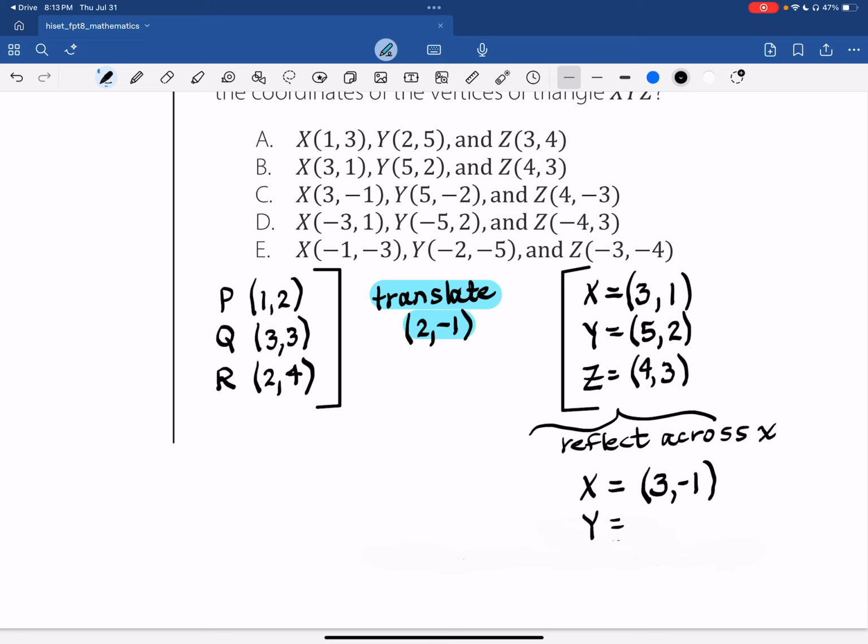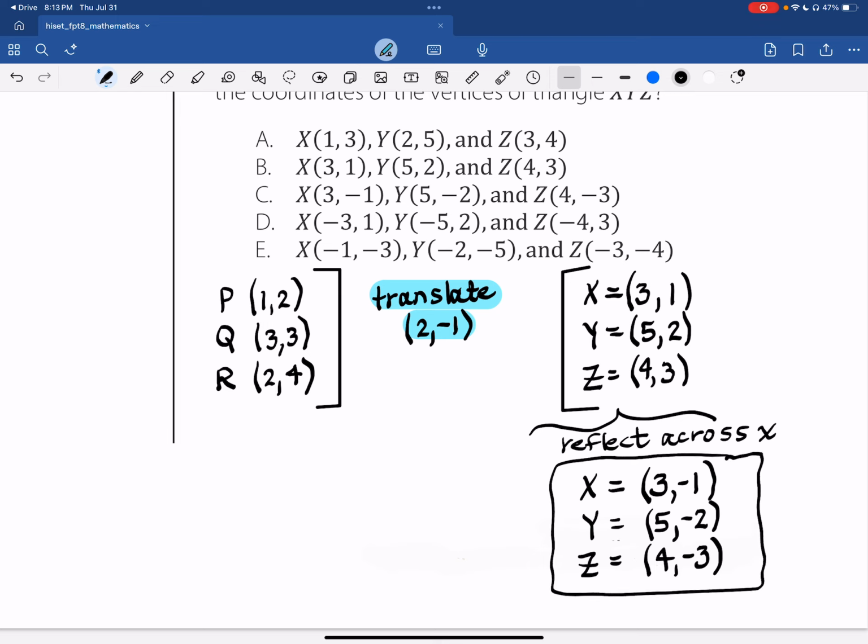For point Y, you're going to have no change in x. Y would become the opposite. And then point Z, you would have no change in x, and coordinate y would become the opposite. And this is actually the answer we're looking for. Something that says this, and that would be option C, as in Charlie.